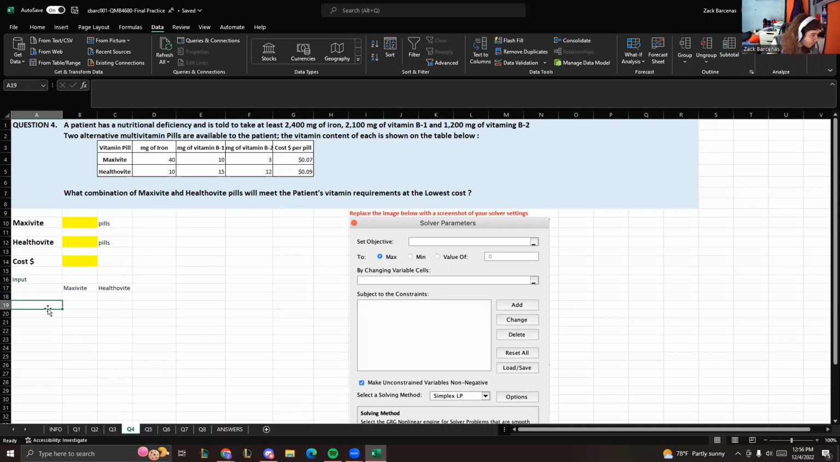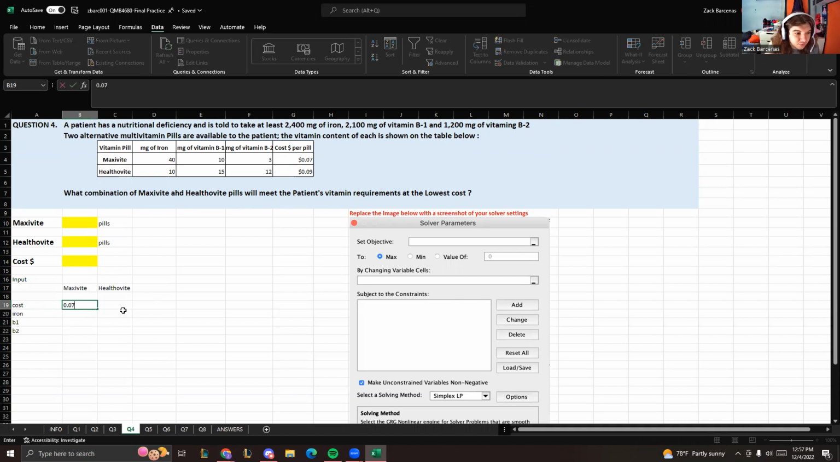Yeah, we're gonna do the cost of the pill. Then it's gonna be how much iron it has. Then B1 and B2. So the cost per pill is 0.07. The Healthovite is 0.09. And then the iron is going to be 40 here, 10 here. B1 is going to be 10 here, 15 here. And B2 is going to be 3 and 12.